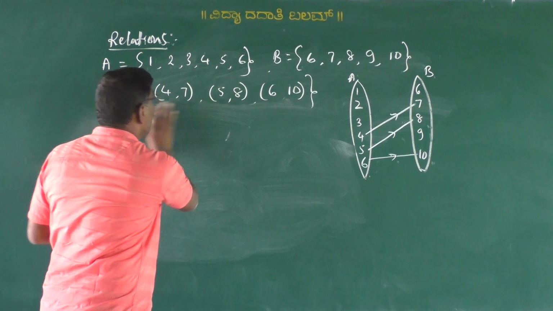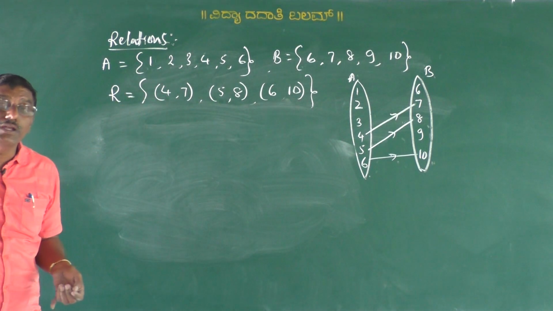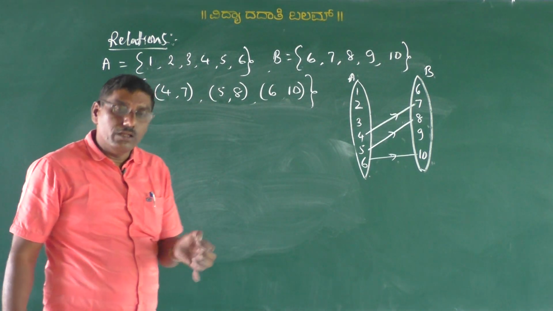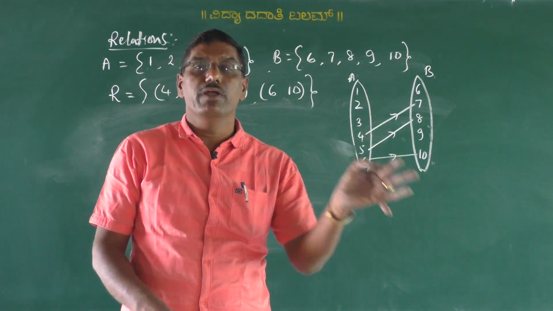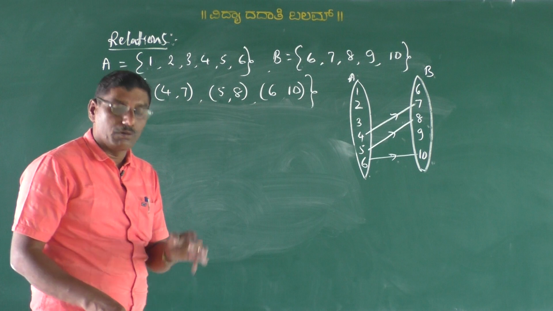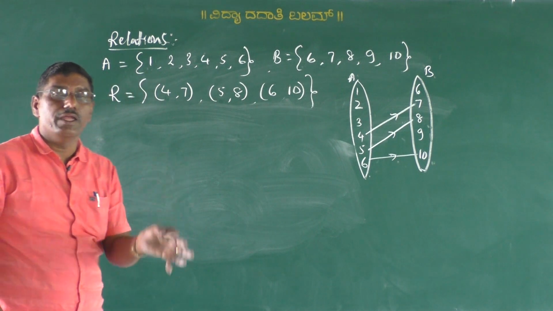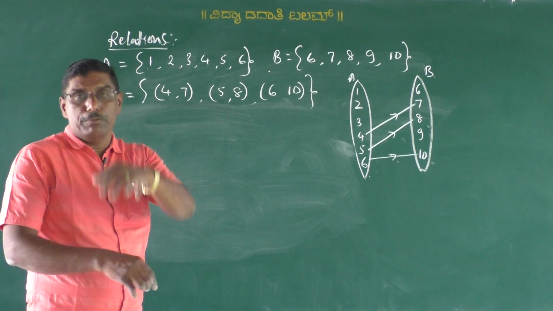Now we have to move to another very, very important point. The number of relations from a set A to a set B. How can you define the number of relations from a set A to a set B, my dear students?